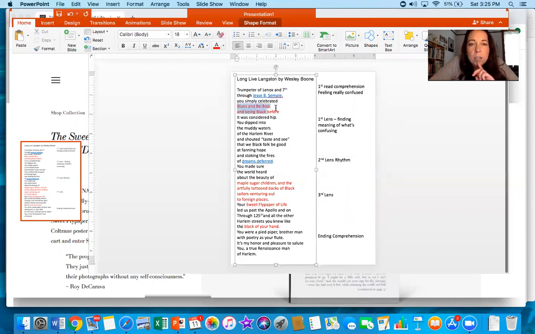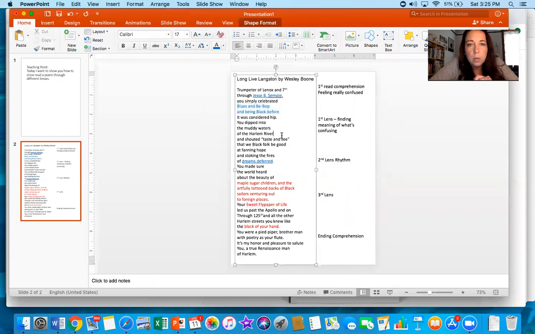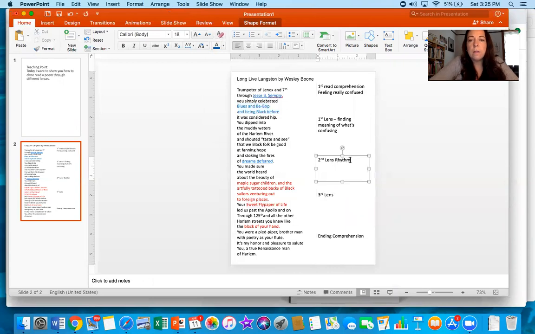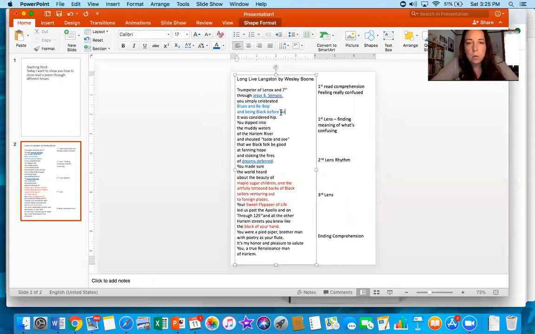And so we already talked about this one. I'm going to change this color here for rhythm to blue. "Blues and bebop and being black before it was considered hip." We can hear there's a lot of alliteration there. So I'm just going to make a note. And then, why would the author do this? The goal of poetry isn't to say, oh, there's alliteration. But why? Well, blues and bebop, those are music and it sounds kind of musical there. And being black before it was considered hip. You can see how it creates this feeling because of the sound it's playing with and because of the rhythm. So we have some alliteration there.